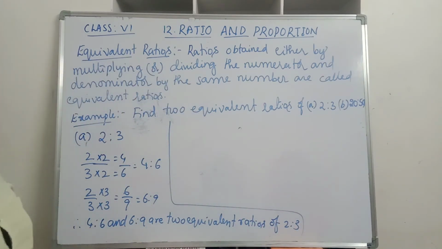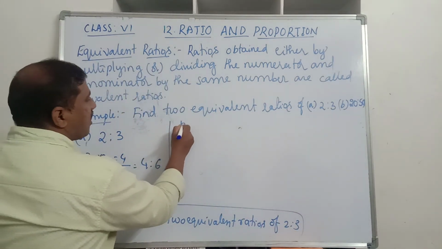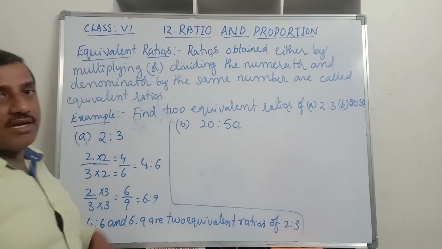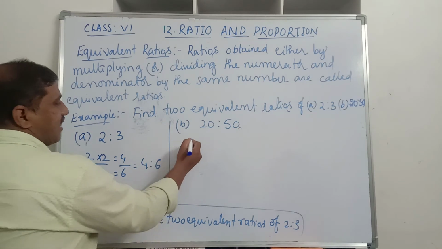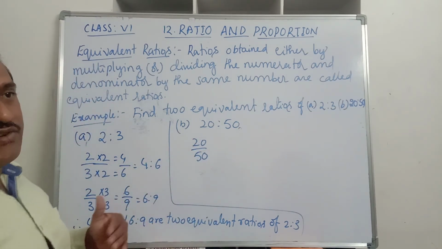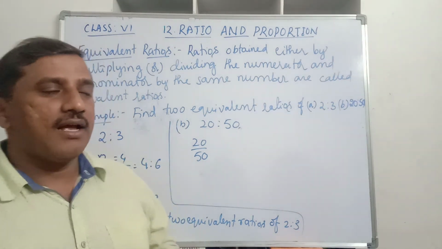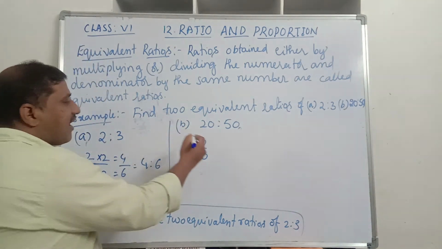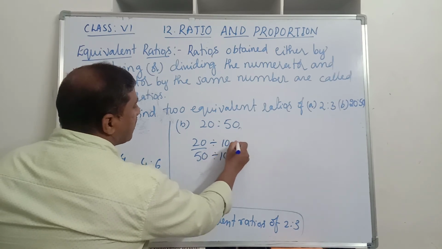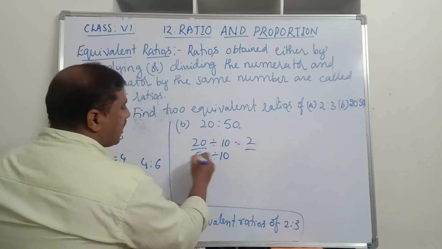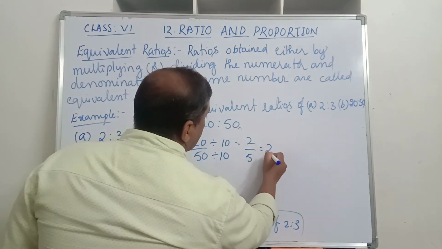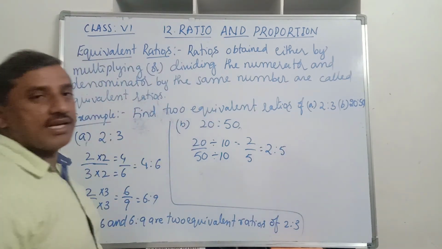Next, you see the B bit we have here, 20 is to 50. Write this in the form of a fraction, that is 20 divided by 50. Here if you multiply, we will get big numbers. So you can divide. Divide this with 10, as both are multiples of 10. Then what do we get? 10 2s are 20, 10 5s are 50. 2 by 5 we got. That is 2:5, one ratio.